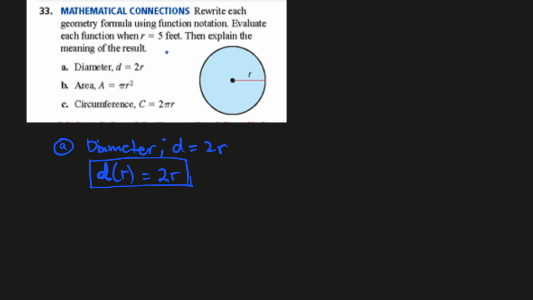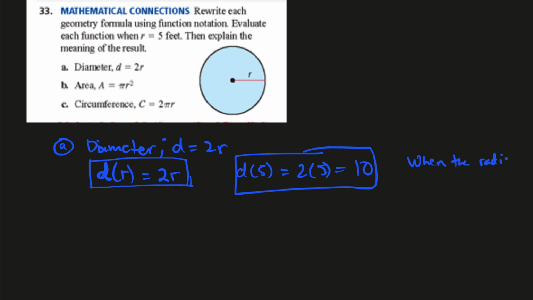Next, evaluate the function when r equals 5. d of 5 equals 2 times 5, which is 10. This is the next step. And then explain the meaning. The meaning is when the radius is 5 units, let me write this neater. Okay, so it's 5 units. The diameter is 10 units. This is the meaning.